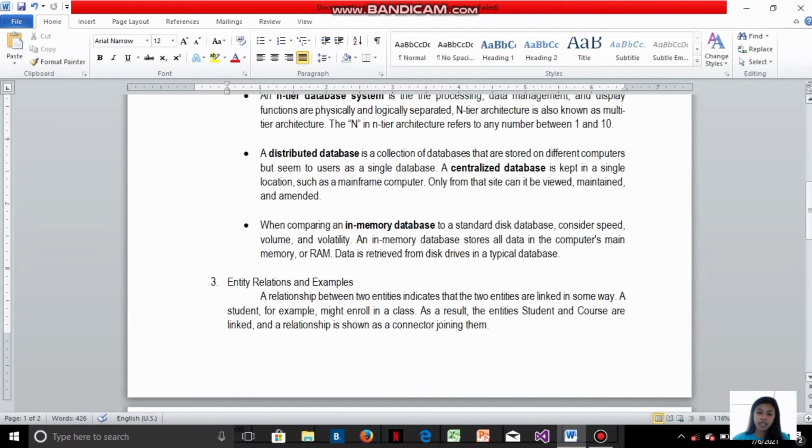And the last is the in-memory database versus the standard disk database. It considers speed, volume, and volatility. An in-memory database stores all the data in the computer's main memory or RAM. Data is retrieved from these drives in a typical database.